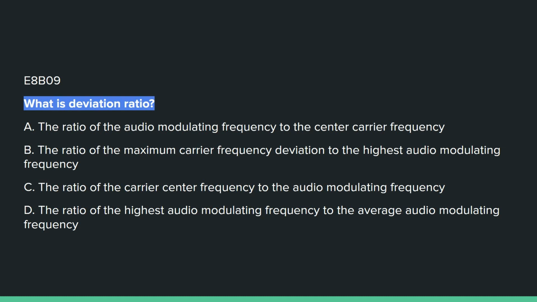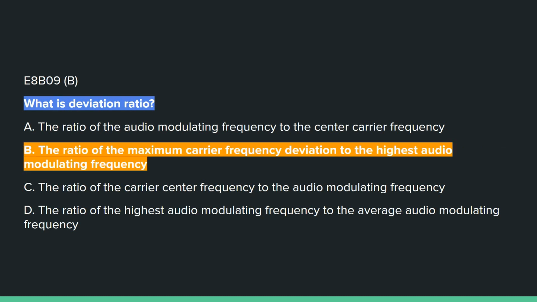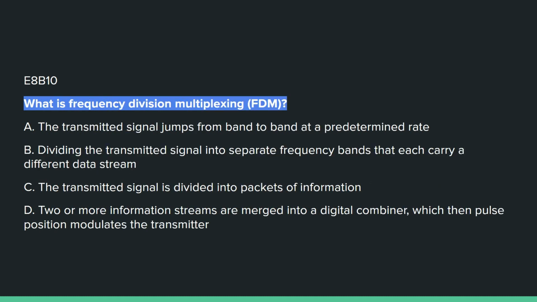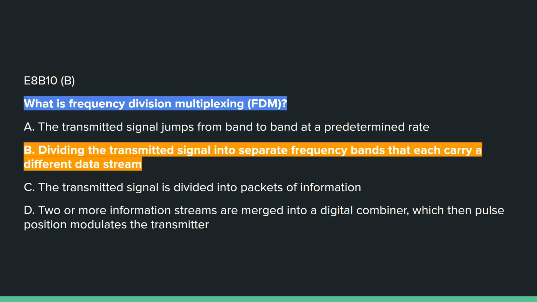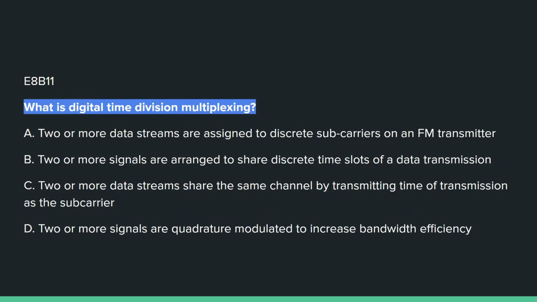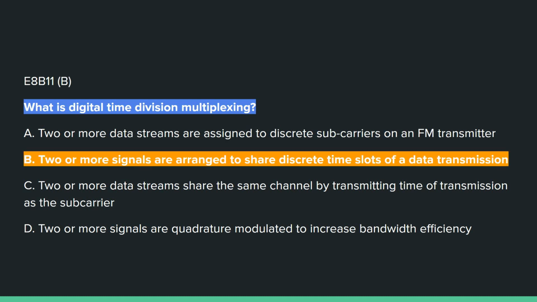E8B09, what is deviation ratio? That's B, the ratio of the maximum carrier frequency deviation to the highest audio modulating frequency. E8B10, what is frequency division multiplexing, or FDM? B, dividing the transmitted signal into separate frequency bands that each carry a different data stream. E8B11, what is digital time division multiplexing? B, two or more signals are arranged to share discrete time slots of data transmission.